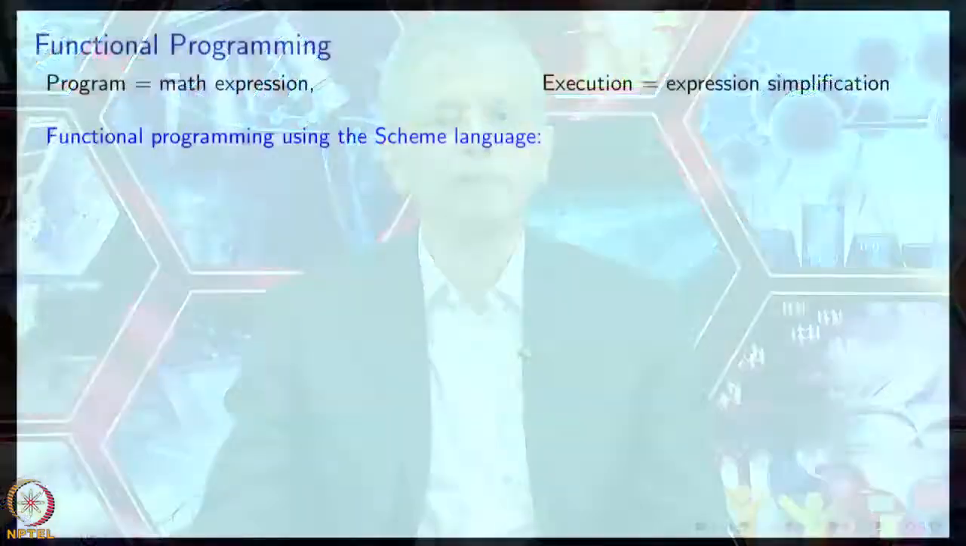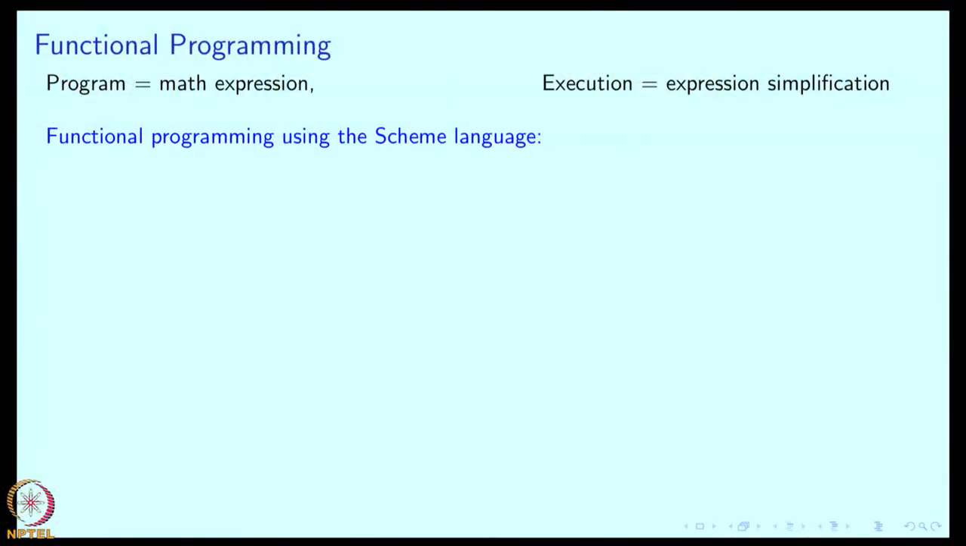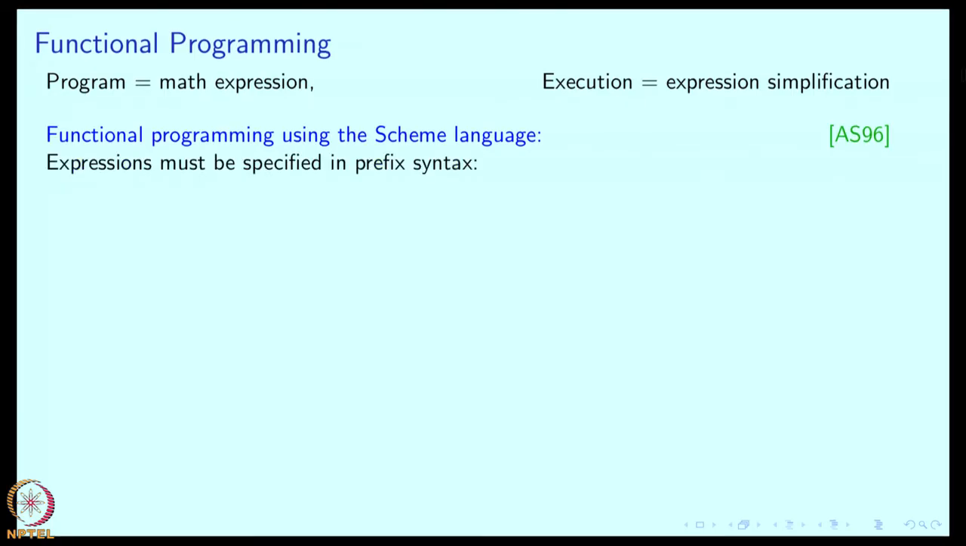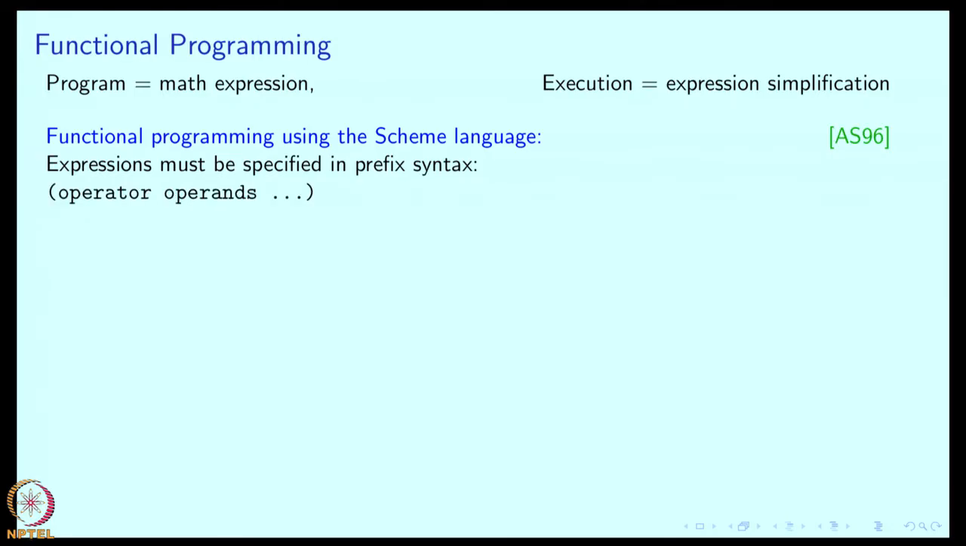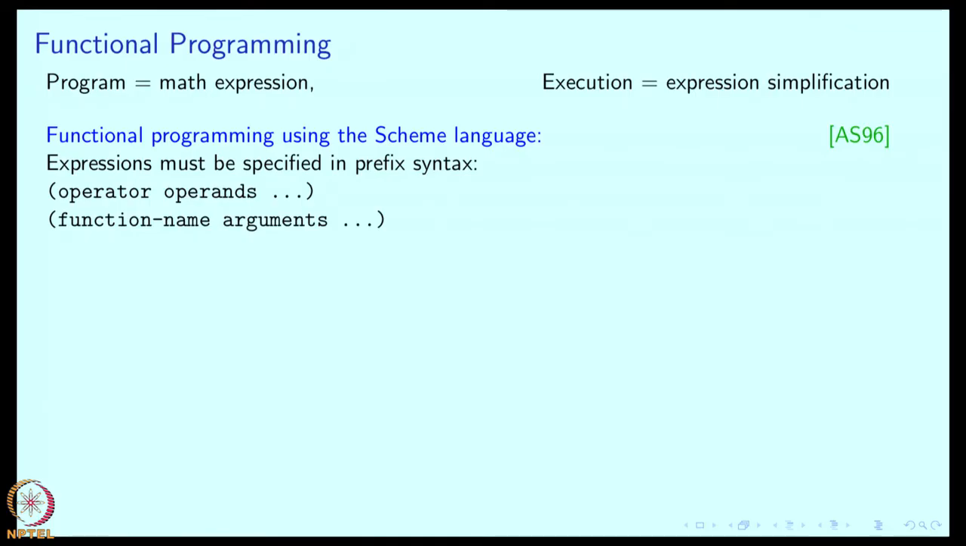Functional programming can be done by using several languages, and only one such language is the Scheme language. Scheme language is described in a really nice book by Abelson and Sussman, written in '96. It's a beautiful book, and I'm going to use this notation. In this notation that the Scheme language represents, expressions must be represented in prefix syntax. So prefix means the operators must come first, followed by the operands. So operator followed by operands enclosed in parentheses, or function name followed by arguments enclosed in parentheses.